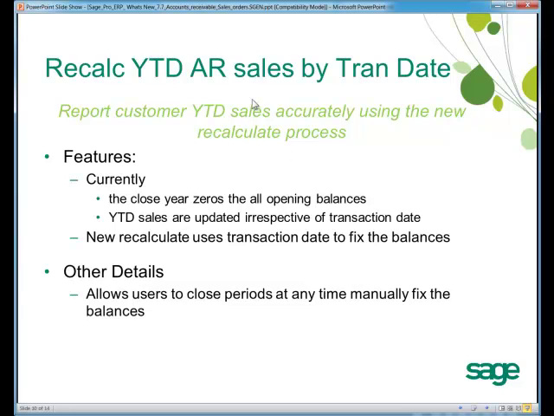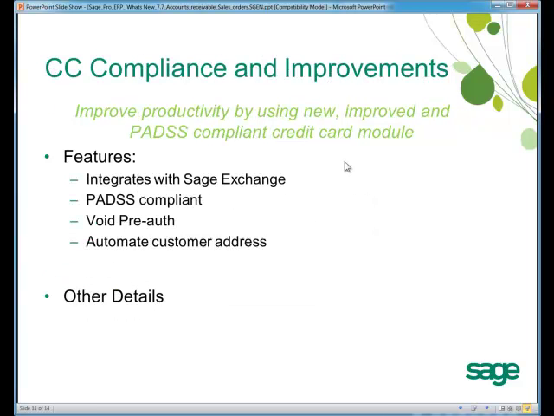We have the recalculate year-to-date sales by tran date now. Before this, the close year zeroed all the opening balances, and then it was recalculated irrespective of the transaction date. So if you closed in the middle of January, you got a figure from January till the end of the year, and you didn't get the January sales into the numbers. Now it will always calculate on date. So you can close the period anytime you want, and the year-to-date sales will accurately reflect the year-to-date sales.